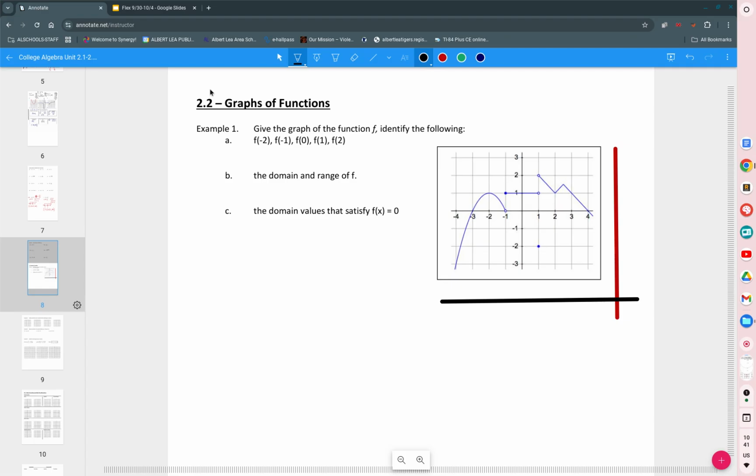We want to remind ourselves graphically what function notation means. You can plug in -2 to a function and get an output. You've already done that. But graphically, it means if you have an x value of -2, what is the height of the function at that spot? It is 1.